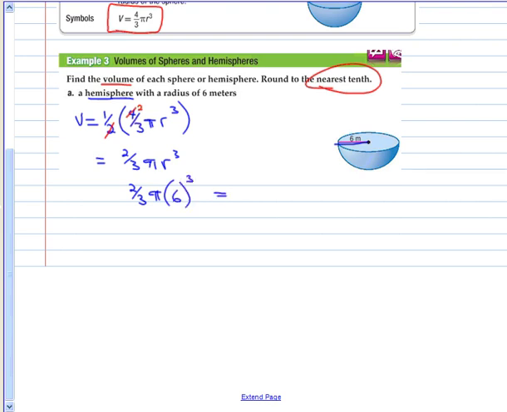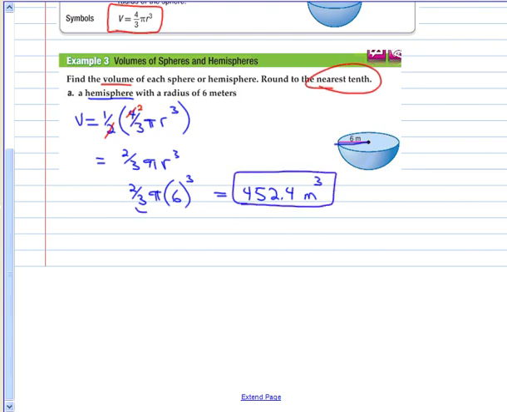You run it through your calculator, and your calculator is going to tell you approximately 452.4. And the units were meters. I almost wrote meters squared. It's a volume, so meters cubed.